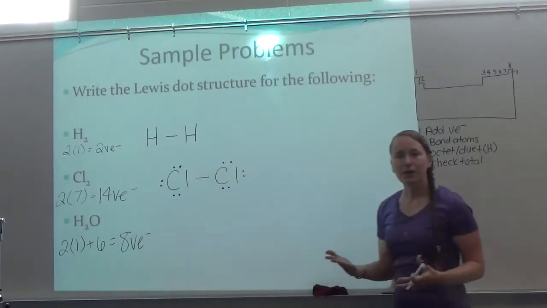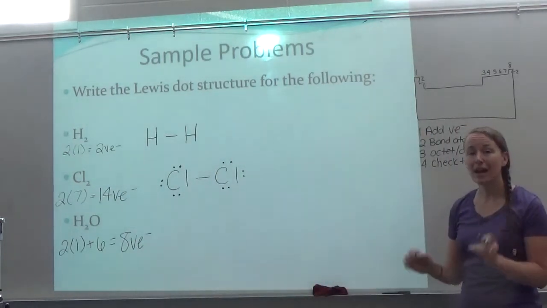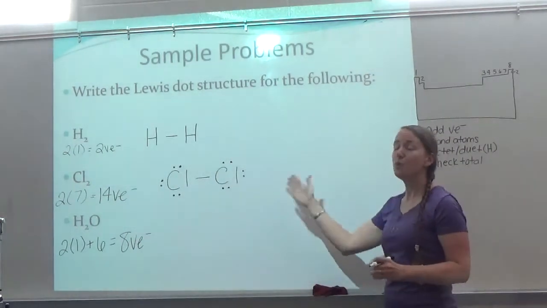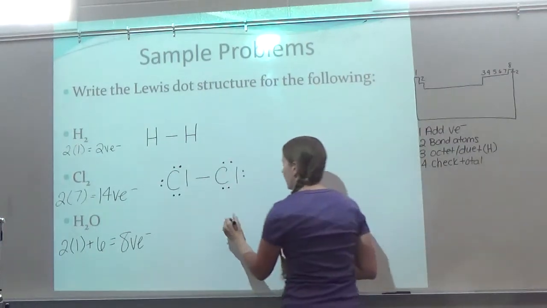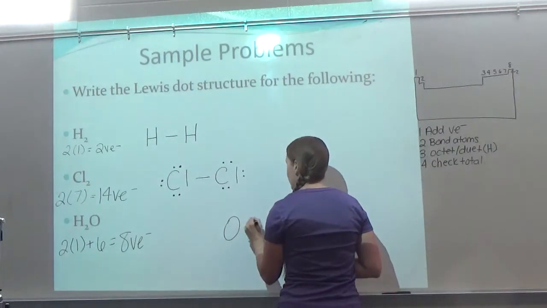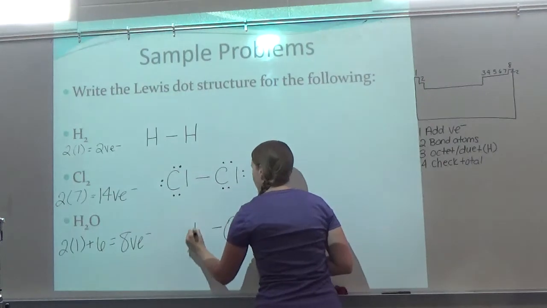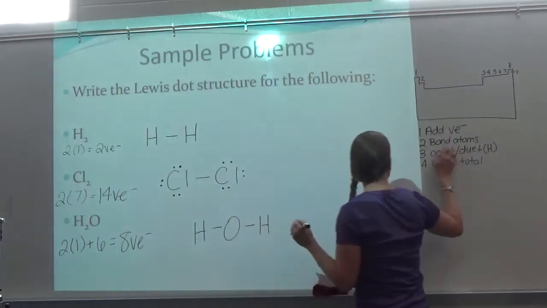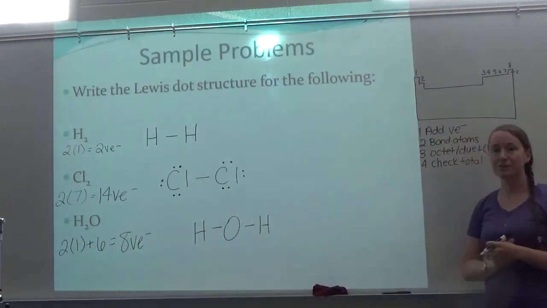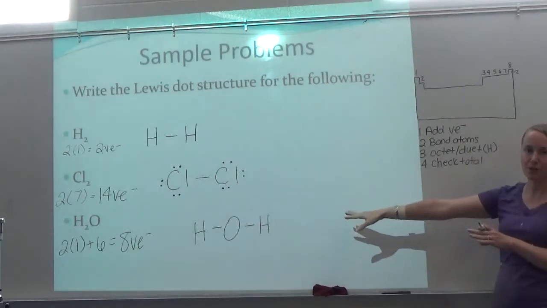So how do I know what goes in the middle? Well, remember, single atoms go in the middle. So H2O, O is the one that's by itself. So I'm going to put O in the middle and bond my hydrogens because, of course, step 2 is bond the atoms. Now, in reality, this is not the correct shape.